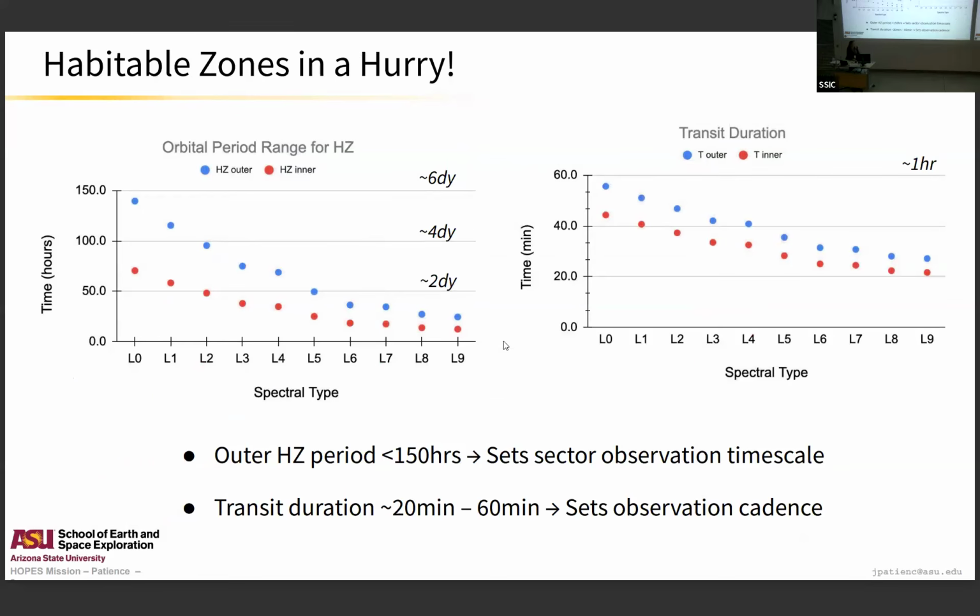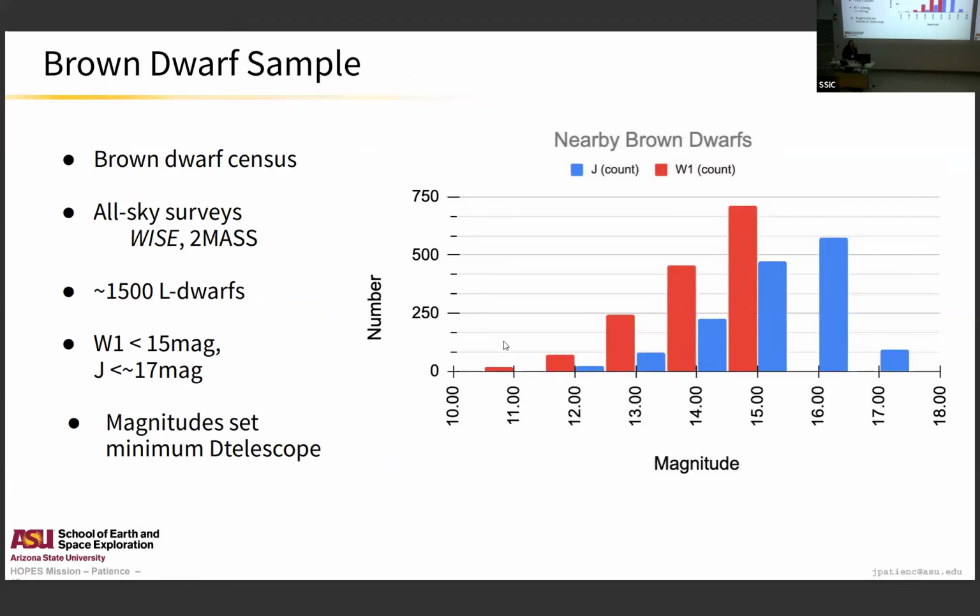Okay, so then this is showing how you could get to habitable zones in a hurry. So if you're impatient, you don't have to wait an entire year like you would for a G2 star. For the brown dwarfs, this is showing the inner and outer habitable zone periods. So we're talking about days rather than months or years. And then the transit duration, that's important to setting the observing cadence of a system. That is still manageable, on the order of 20 minutes to an hour. So everything is like a rapid payoff with the brown dwarfs.